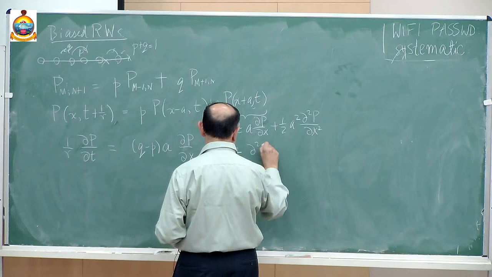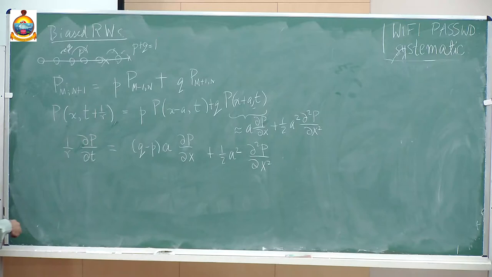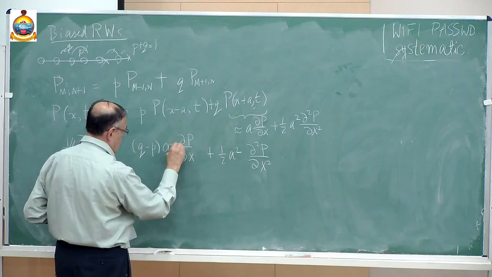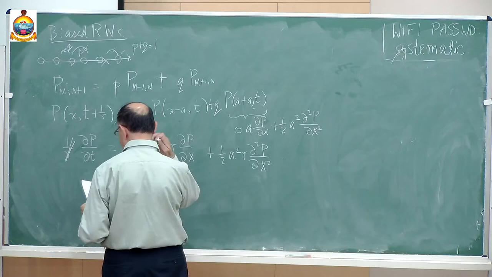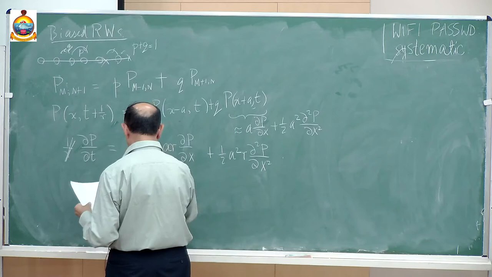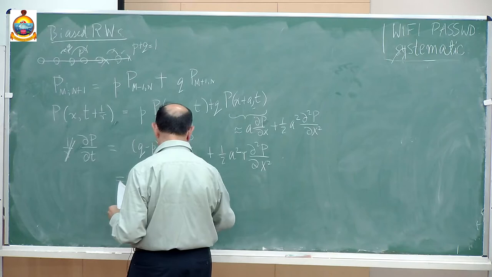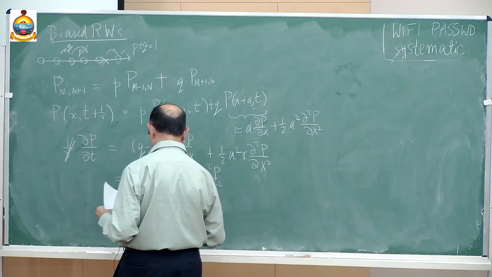Let me multiply across this r. So I'll remove it from here and put it here and here. Okay? All right. So there we are. So this we will rewrite as minus c times dP by dx plus d times d2P by dx squared. So dP by dt is this.